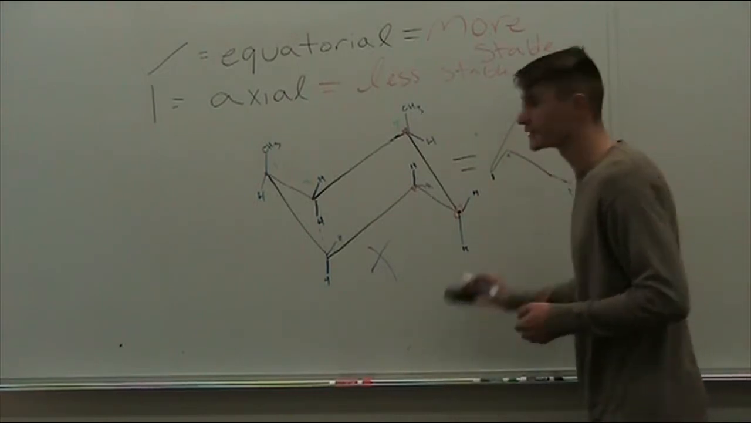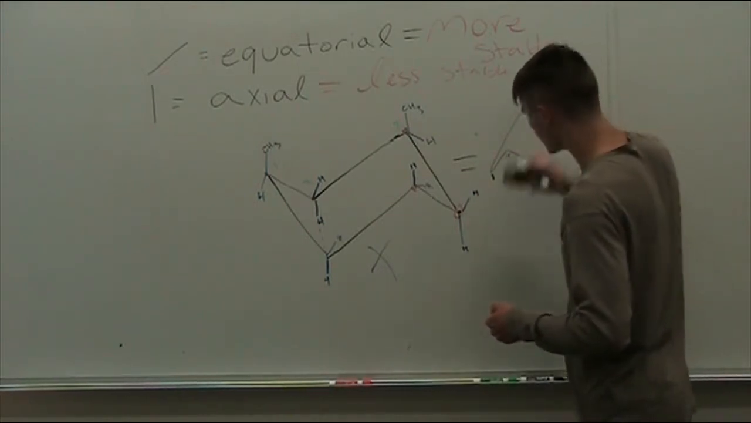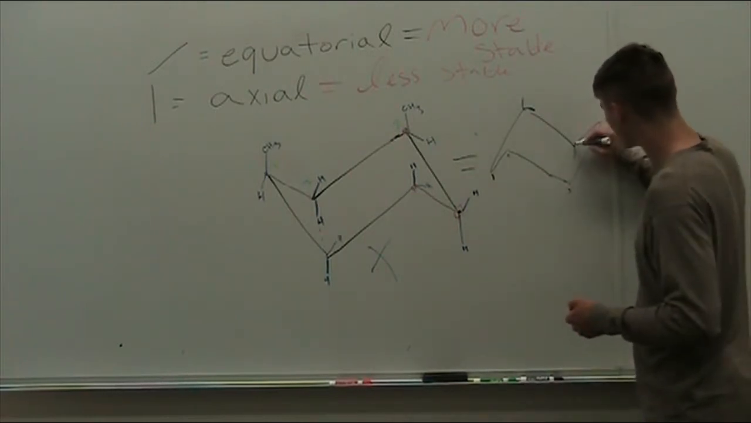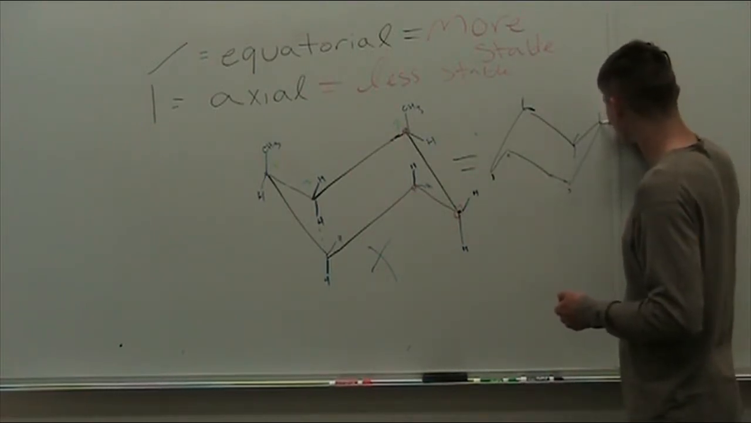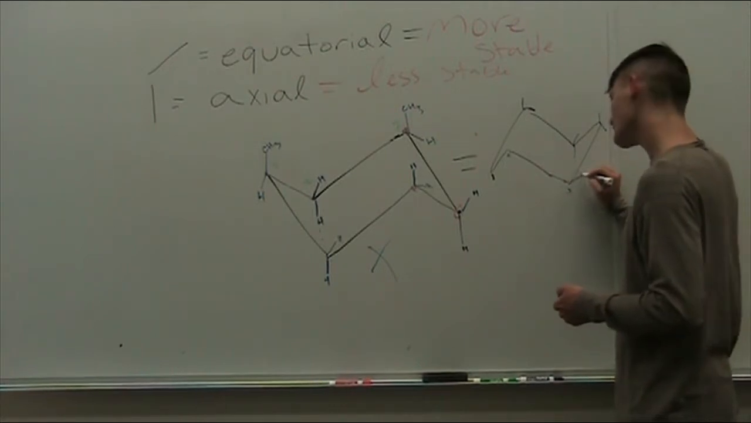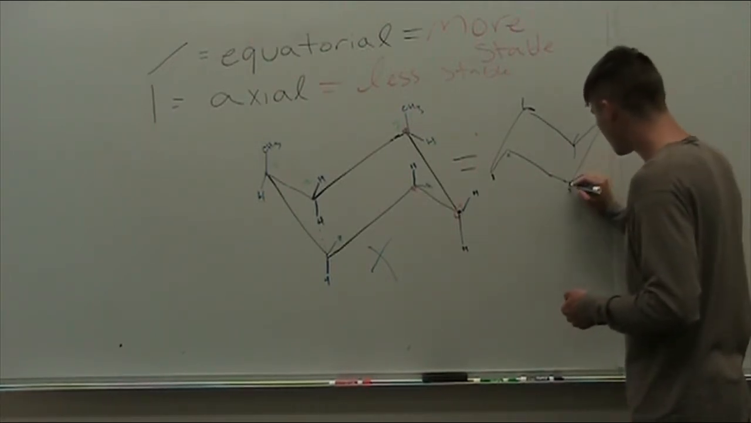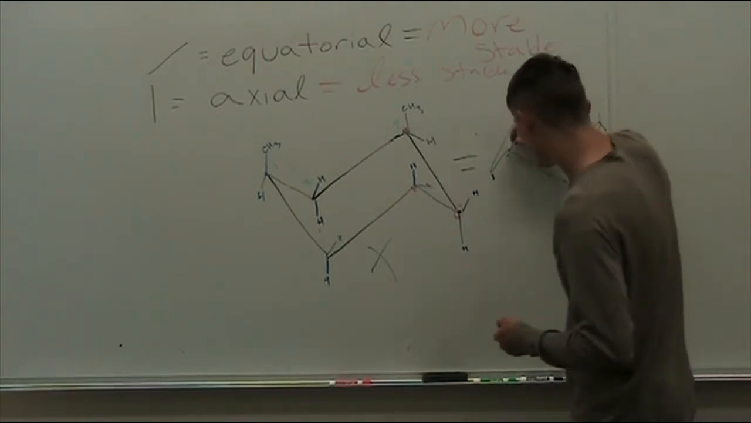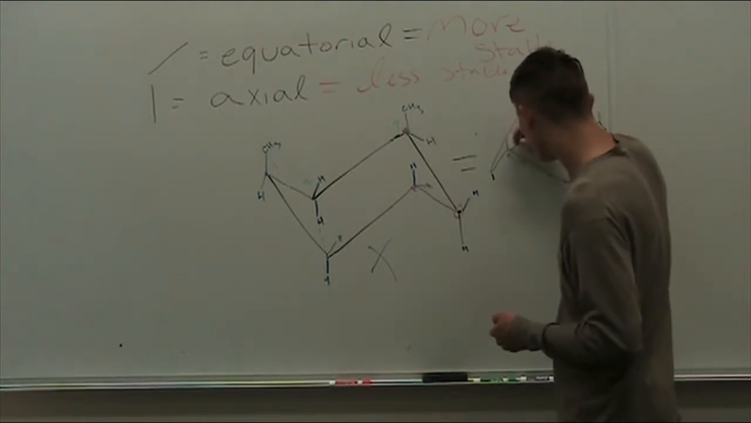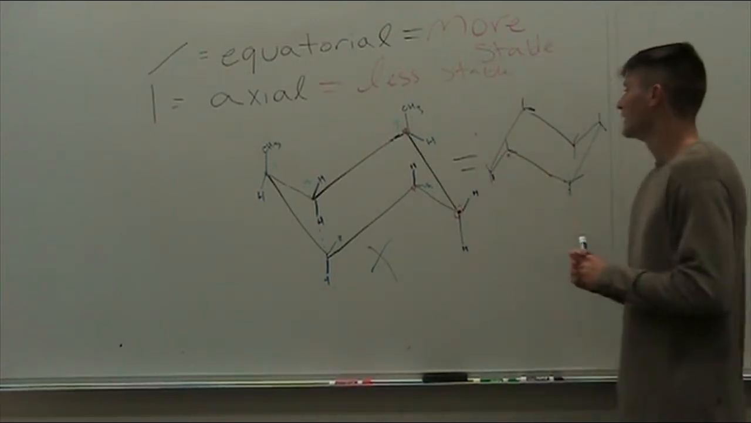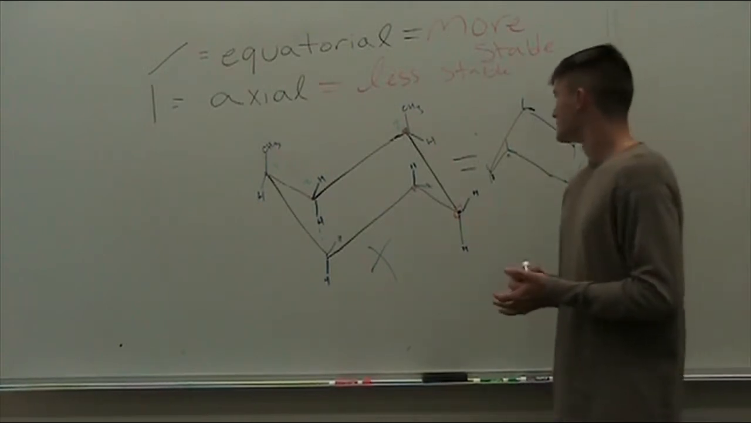Oh, these markers are bad. So you have one axial and one equatorial. One axial, one equatorial, one axial, one equatorial, one equatorial, one axial, one axial, one equatorial, and then one axial, one equatorial. So let's fill it up and see what we can find.